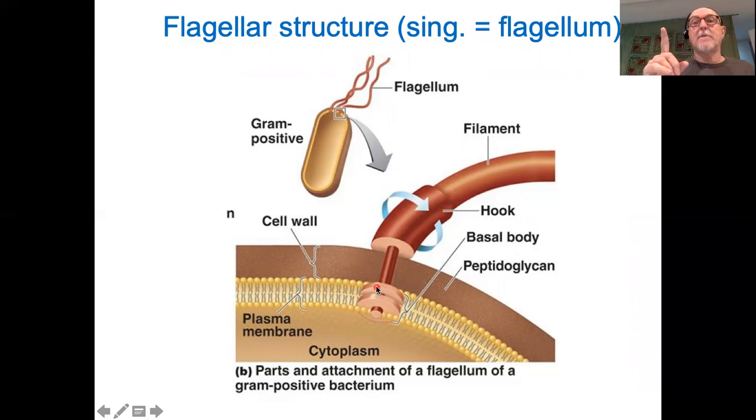And that little motor actually spins it like that. So it's like a propeller spinning. And that's how it propels the bacterium through the water. We'll talk later about how this actually works.